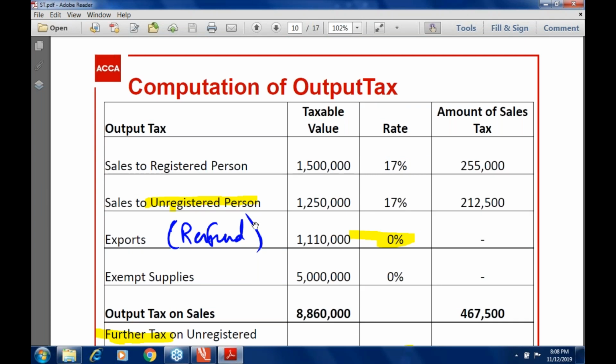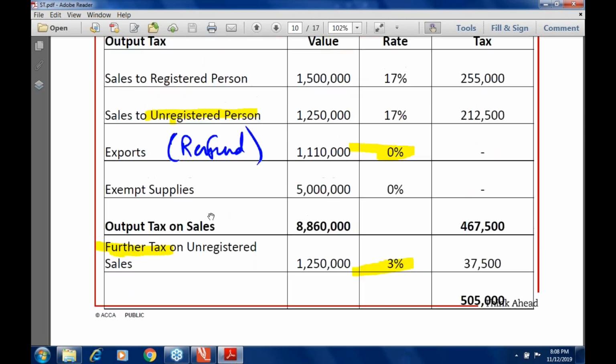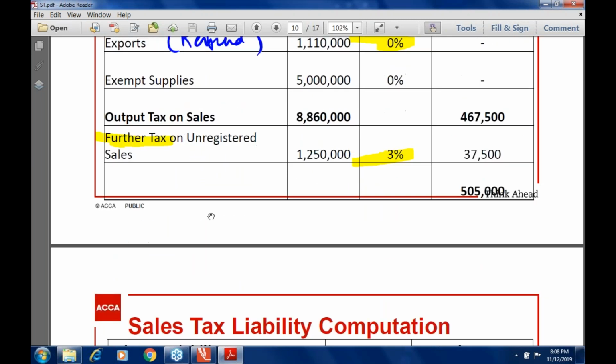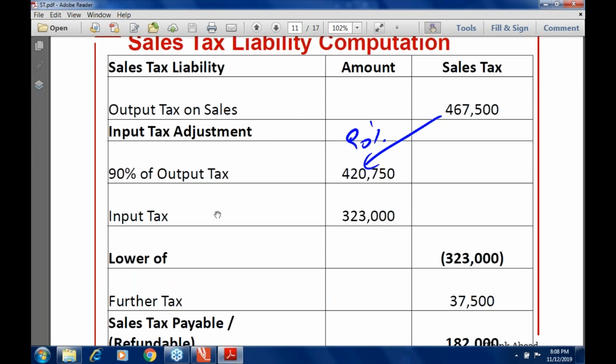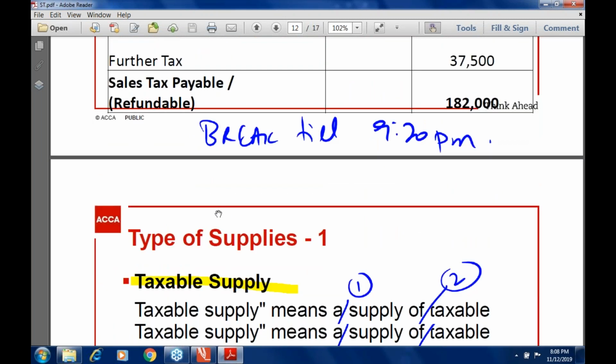Then we moved a bit forward, and the next thing we talked about was how the output tax is computed. With the output tax, we had a sample calculation of how output tax computations go about. Then we talked about the sales tax liability computation. So that's all we did.